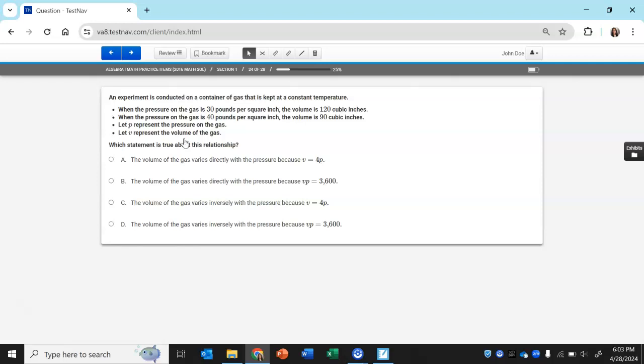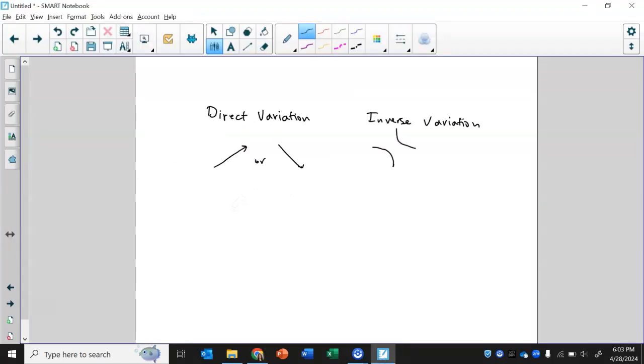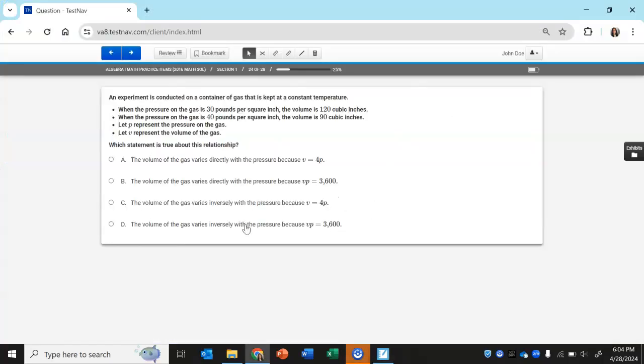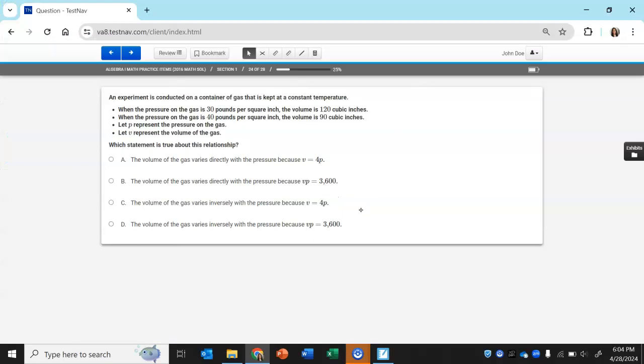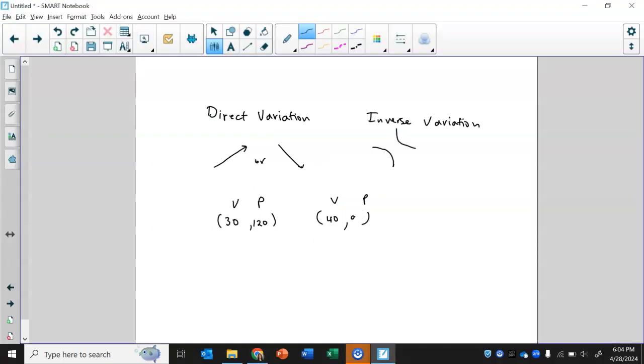Okay, so let's maybe make a table. V is volume, so we're just going to write it as a coordinate, and then P is pressure. It looks like I have two coordinates, right? The first one is at 30. When it's 30, the volume is at 120. And then when the pressure is at 40, the volume is at 90. So you can clearly see as the volume went up, the pressure went down. So we can say that this is an inverse variation.